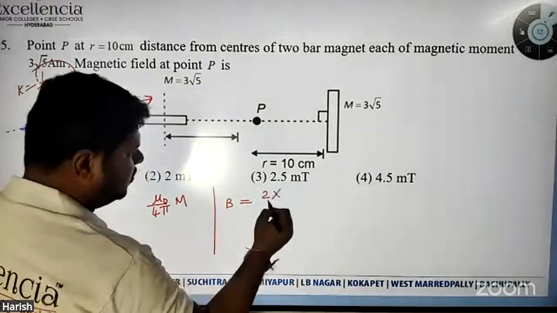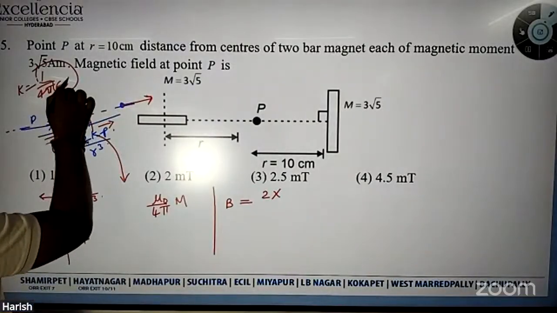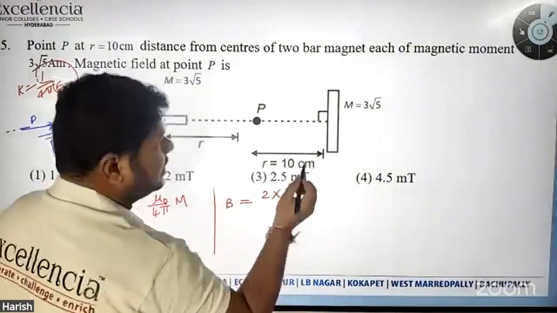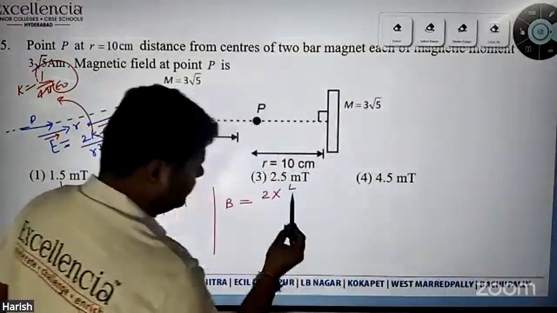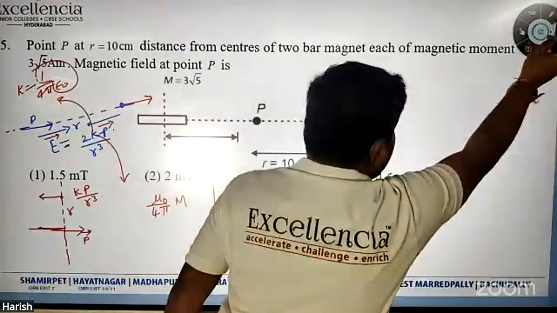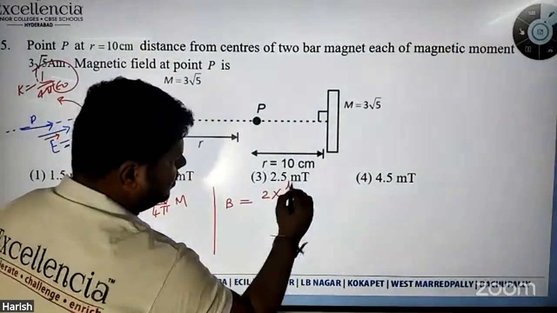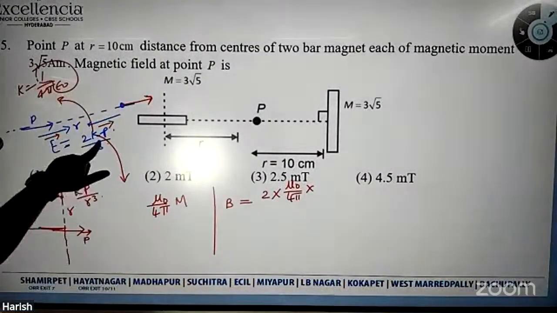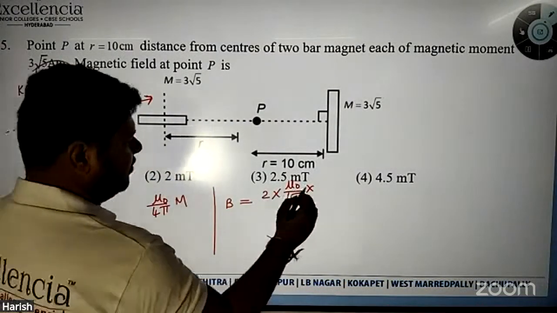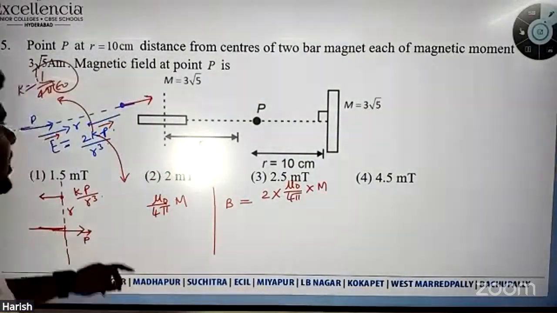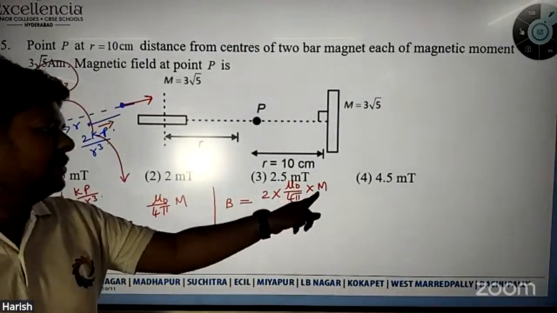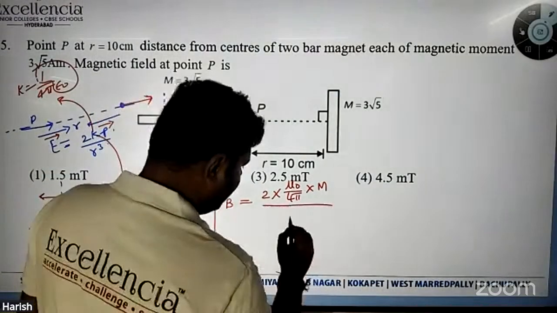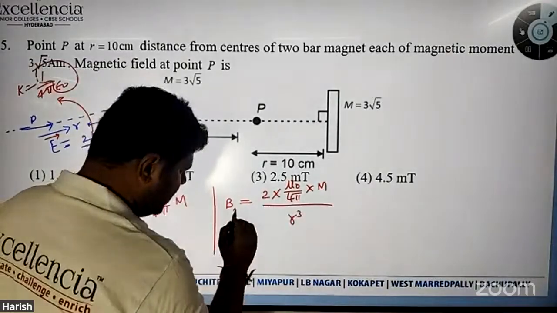So 2 into K is 1 by 4 pi epsilon naught, but in magnetic you will get mu naught by 4 pi. In place of P, you will get M. So here P is electric dipole moment and this is magnetic dipole moment, or simply magnetic moment, by R cube. So this is on the axial line.